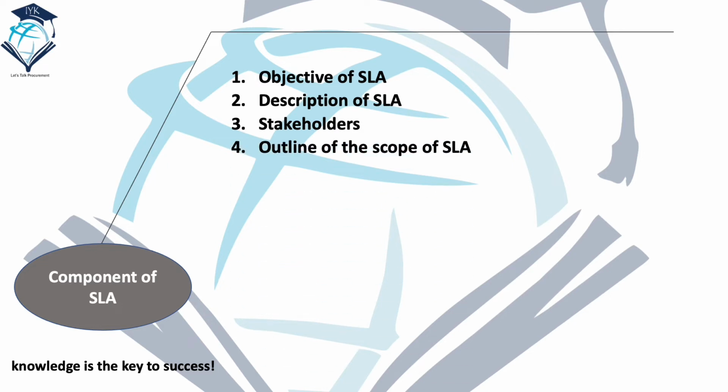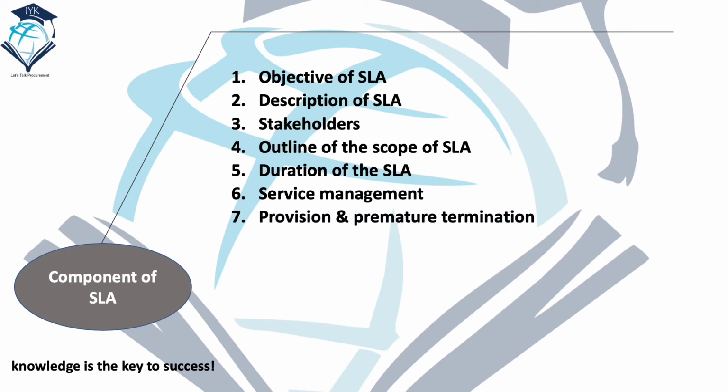Next is the description of the SLA, what is required from the service provider. Both are mutually agreed on a certain service level, the quality, and a certain period of time. So validation of this service level, how they will execute the services in a certain period of time, they clearly mention in the description.